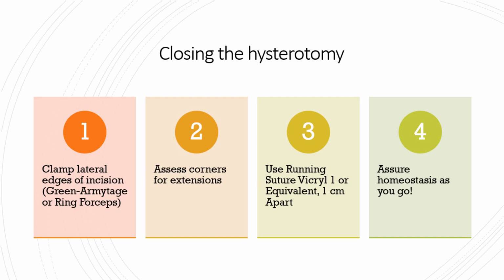The first step in closing the uterus involves using green Armytage forceps to clamp the edges of the uterine incision. This is where the hysterotomy tends to bleed the most, so by clamping these areas you will decrease blood loss. These forceps are specifically designed to grasp and secure tissue effectively, providing a firm grip on the uterine edges. Clamping helps to stabilize the tissue, allowing for better visualization of the uterine margins and ensuring that any bleeding can be controlled as you proceed with closure.